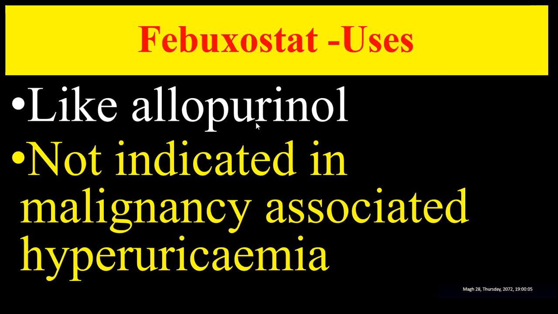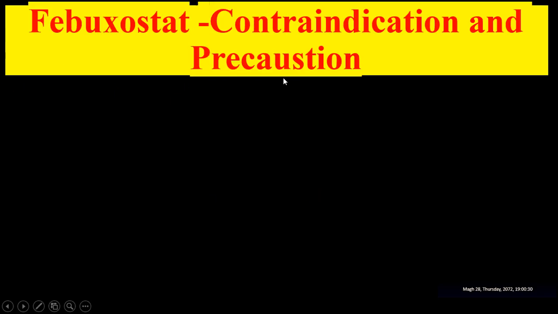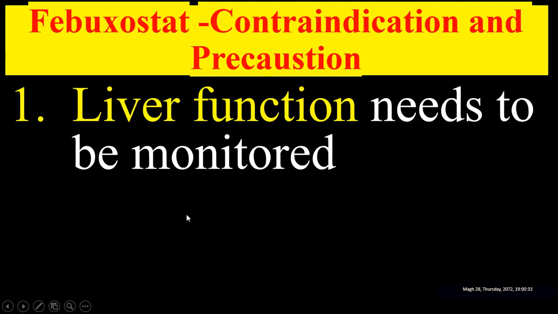For the cause, I don't know. And its ADRs are diarrhea, nausea, headache, general side effects, and liver damage. Liver damage is a very important side effect. Febuxostat, always remember liver damage. Probenecid, always remember kidney damage. And these, I mean, contraindication. So liver function test, this is the way.